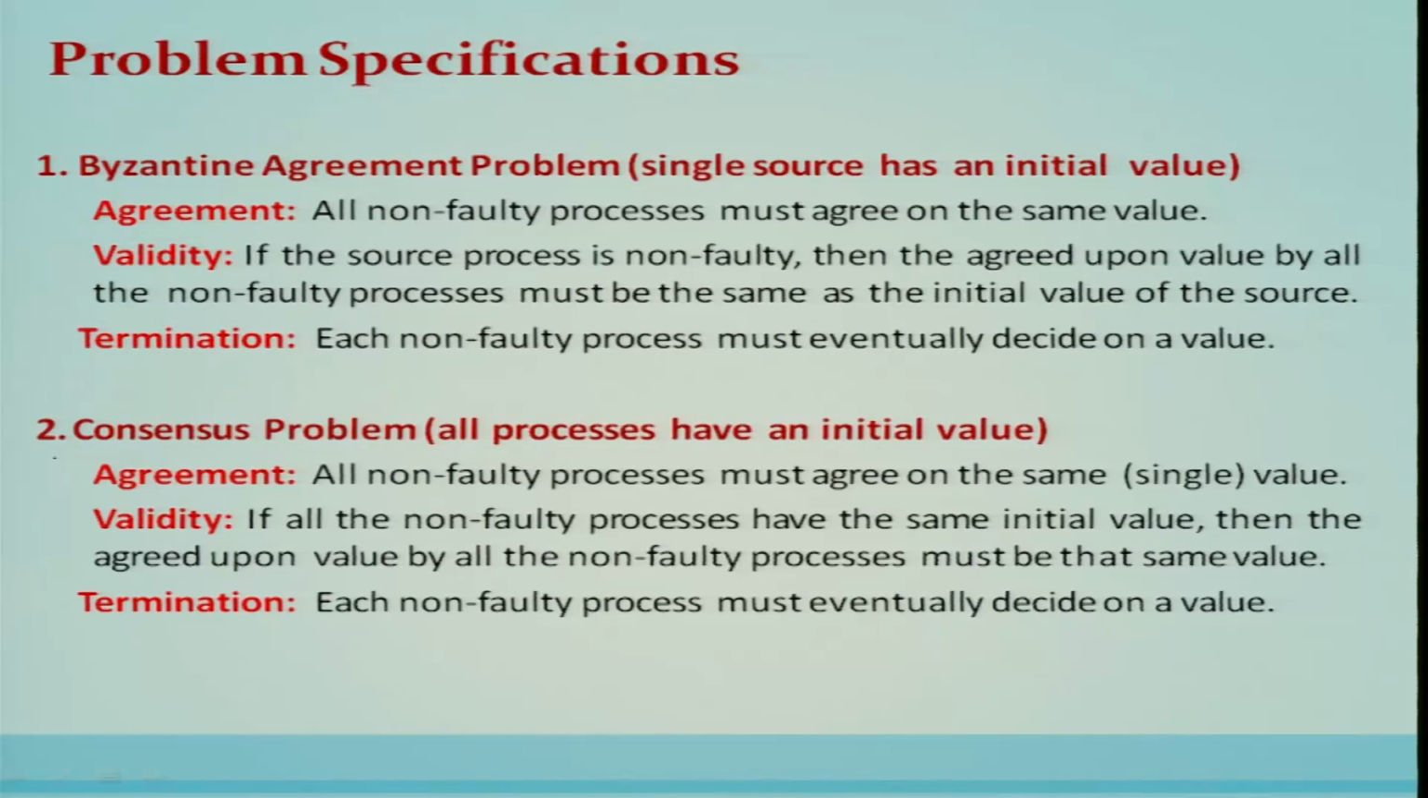Maybe you have seen the difference. If you have not noticed, then again I am underlining it. In Byzantine agreement, only one source has the initial value. In the consensus problem, not only a single process but all the processes have initial values, and in both cases they have to decide on a particular value. So only the problem setting is different. Here in consensus all the processes have their initial values, whereas in Byzantine agreement only the single source has the initial value.